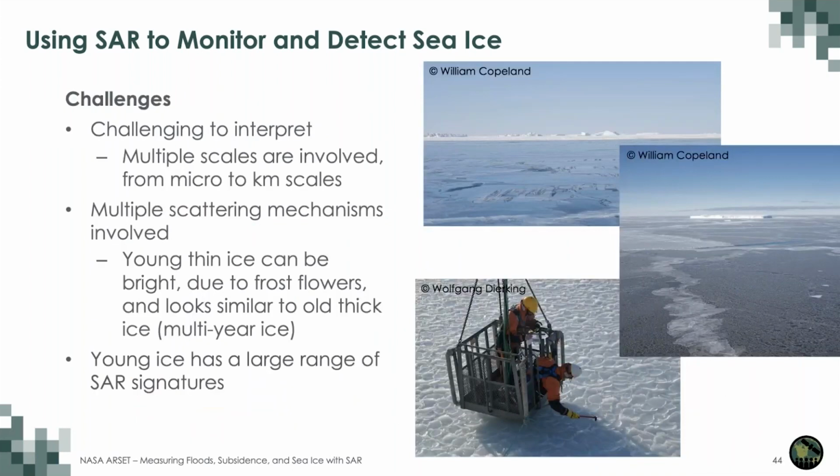Young ice has a very large range of SAR signatures. You can see here three pictures of younger ice types, and they are all very, very different in the SAR image, though they are perfectly safe for any ship to go through. They have a high salinity, but different deformations and different presence of frost flowers and other things.